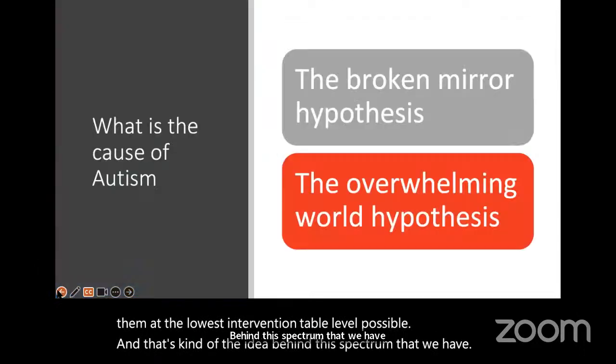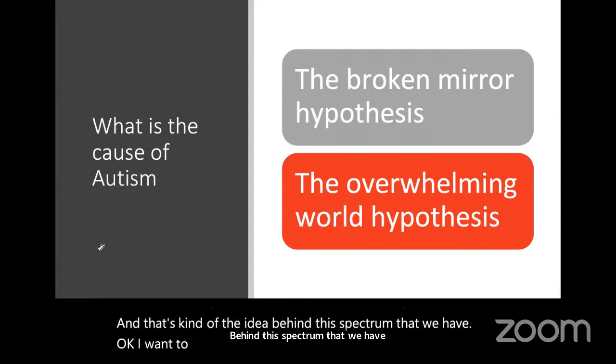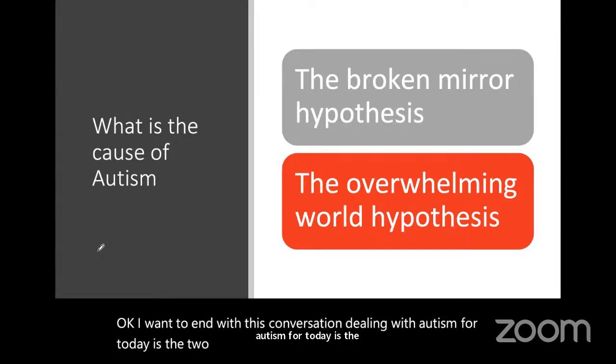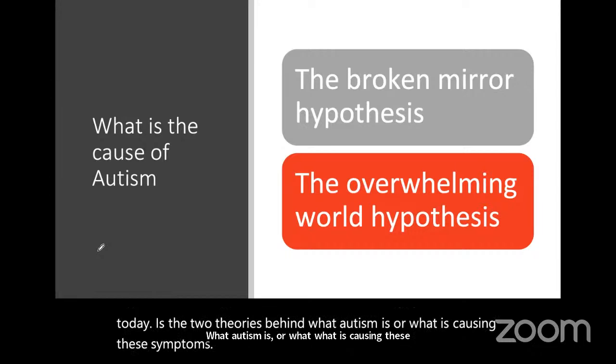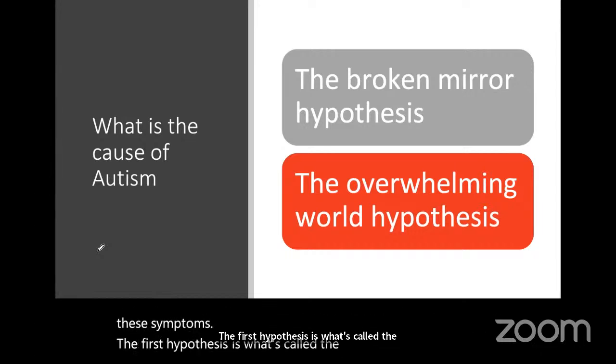Okay, I want to end our conversation dealing with autism for today with the two theories behind what autism is or what is causing these symptoms. The first hypothesis is what's called the broken mirror hypothesis, okay?